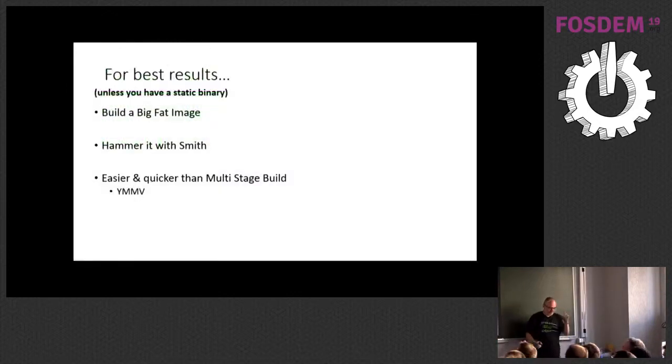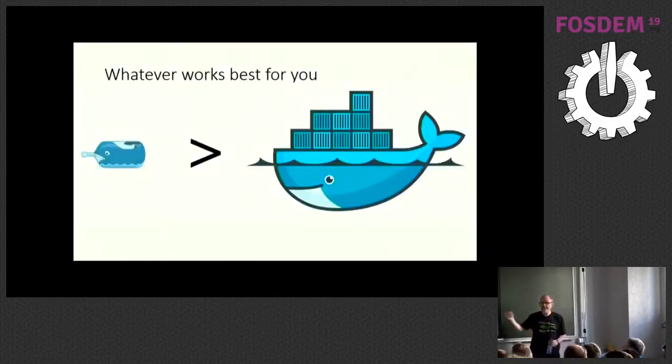So my experience, for best results, unless you've got a static binary or something self-contained, is build your fat image, hammer it with Smith, and it's easier and quicker than a multi-stage build, I have found. For Dog's Body, I was trying to do it with a multi-stage build, and my image was up to 150 meg, and I still hadn't got all of the dependencies. So automatic dependency resolution is really nice. Whichever method you use, I hope you would see the value of using microcontainers as opposed to big containers.